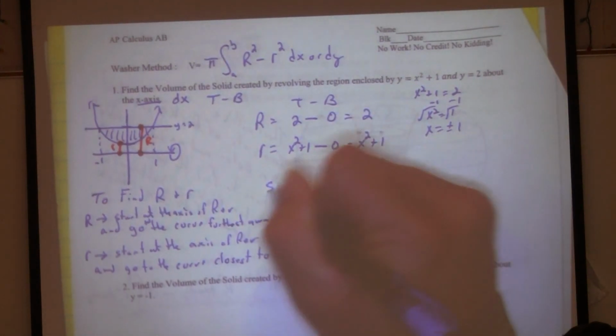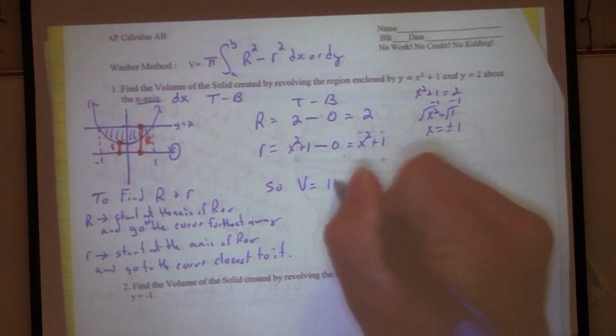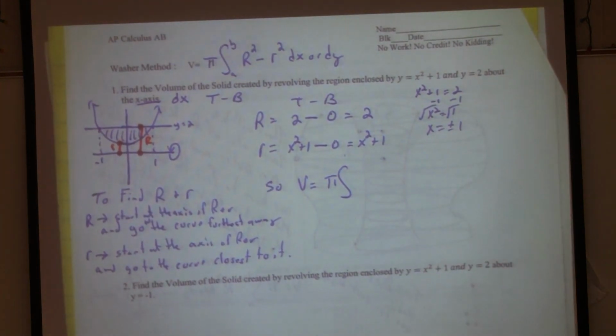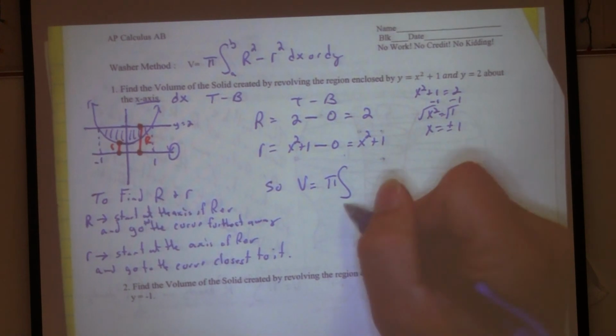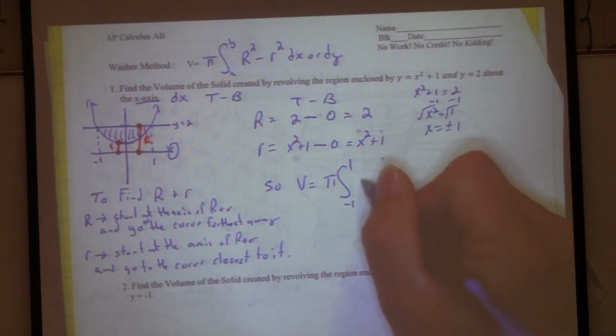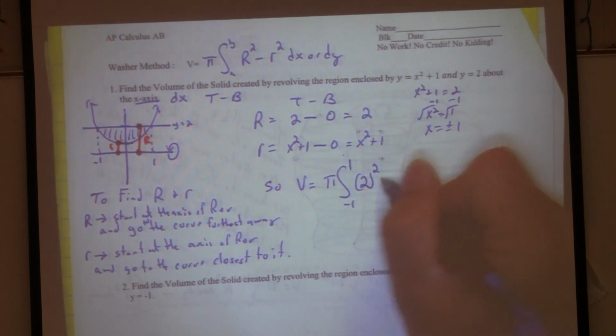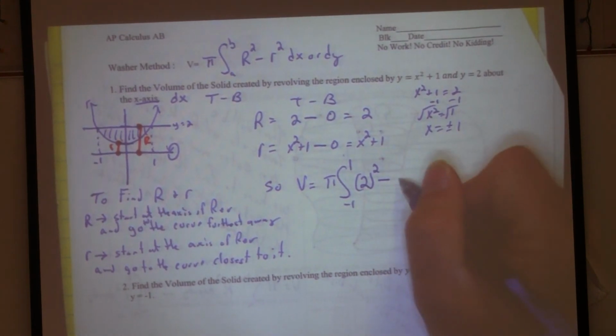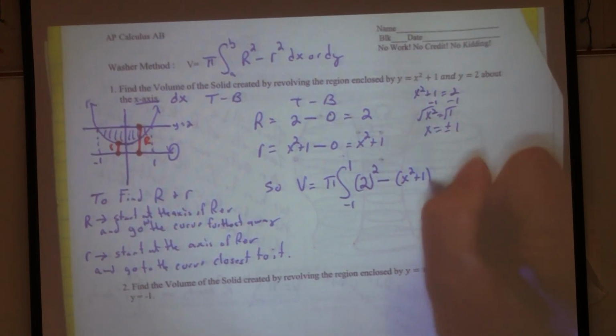So we're ready. The volume is going to equal pi times the integral from where to where? -1 to +1. What's big R? 2. 2, don't forget to square it, minus little r, x squared plus 1.